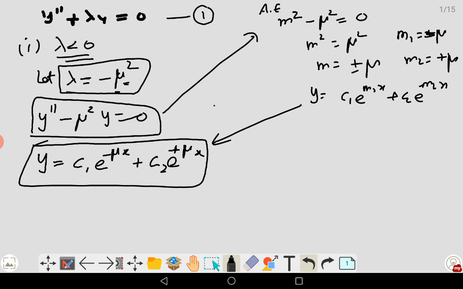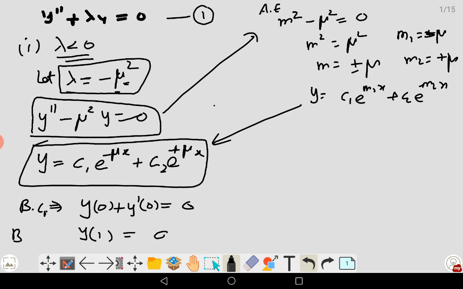Now we have to use the boundary conditions. What are the boundary conditions? Boundary condition 1 given in the problem is y of 0 plus y prime of 0 is equal to 0. Y of 1 is equal to 0. This is the second boundary condition. This is boundary condition 1. This is boundary condition 2.